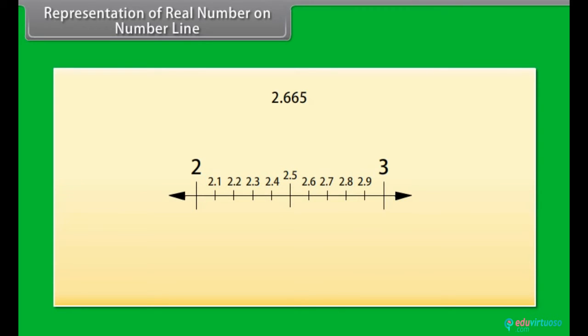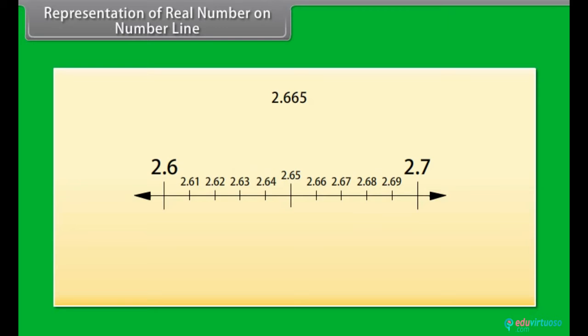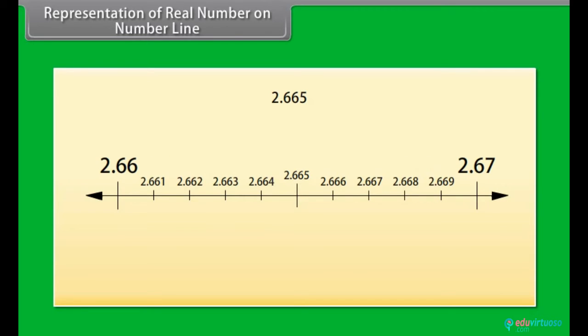Here 2.665 lies between 2.6 and 2.7. Now focus on the portion between 2.6 and 2.7. Divide this again into 10 equal parts. The first part represents 2.61, the next 2.62, and so on. Again, 2.665 lies between 2.66 and 2.67. Let us focus on this portion of the line and imagine dividing the portion into 10 equal parts.